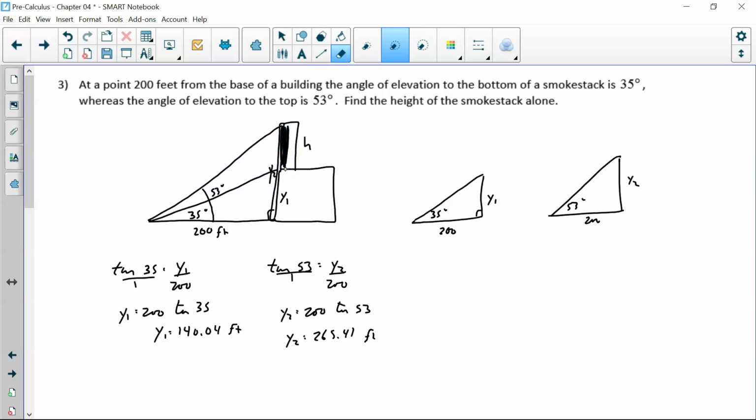Now we only want to find the stack height. So we're going to take the big distance. So the height would be Y2 minus Y1. The total distance minus just the height of the building. So it's going to be 265.41 minus 140.04. So the height is about 125.37 feet.